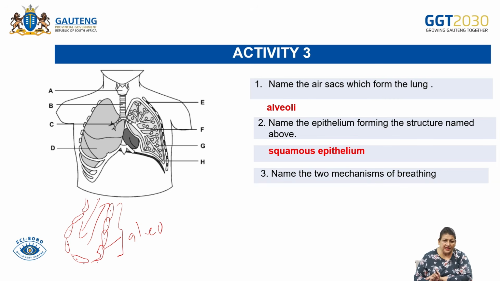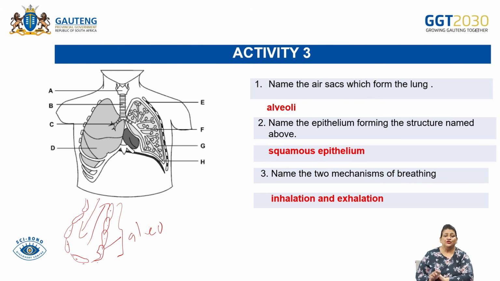Name the two mechanisms of breathing. Remember, we said at the beginning, breathing is a mechanical process. You can see it happening. It's not chemical. So the two mechanisms, which you're going to do in detail next week, are inhalation and exhalation, to ensure air enters the lungs and air leaves the lungs. And remember, learners, this is a mechanical process.